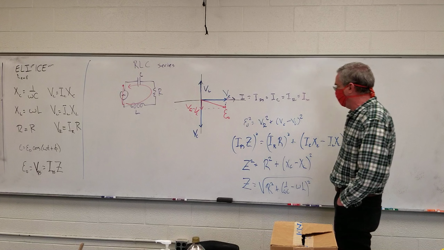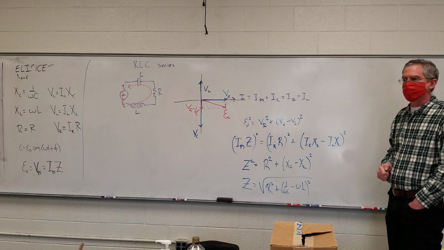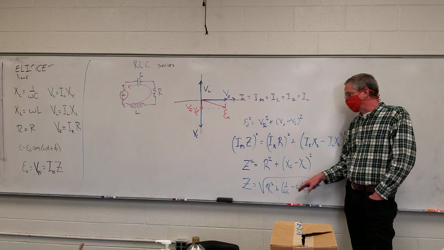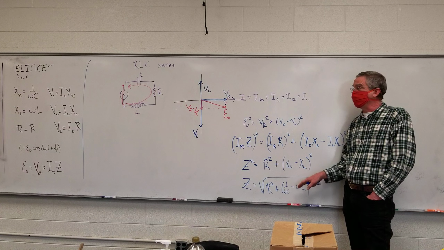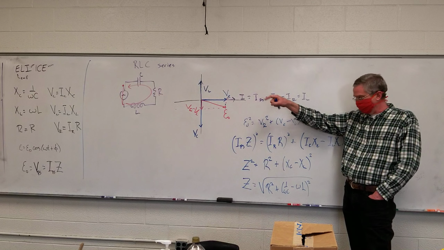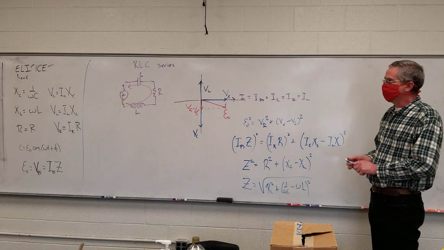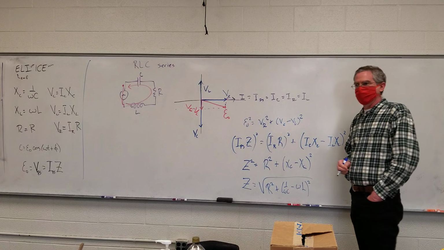One other comment. This is the formula for impedance that I believe is at the end of the chapter, of whatever chapter we're on now. So just recognize this formula for impedance is only valid for the RLC series circuit. Any other circuit, don't use this formula. All right, let's do some numbers.